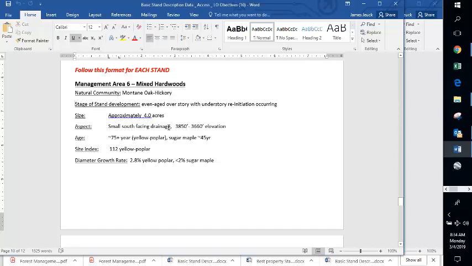I want you to give a description of the direction or aspect, basically the land feature that the stand falls on, and the elevational ranges. You can get that off of your topo maps, or you can pull it up on Google Earth, which does that nice and fast for you. Then give the approximate age of some of the trees that you've measured out there, and the approximate site index of some of the trees of interest. So if yellow poplar is a tree of interest, I would want its site index, and then the growth rates, okay, based on the growth rate tables that we've had you use.